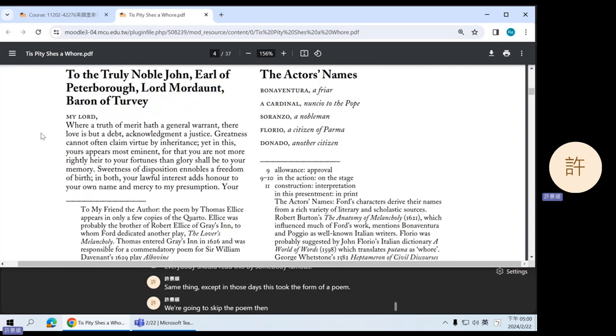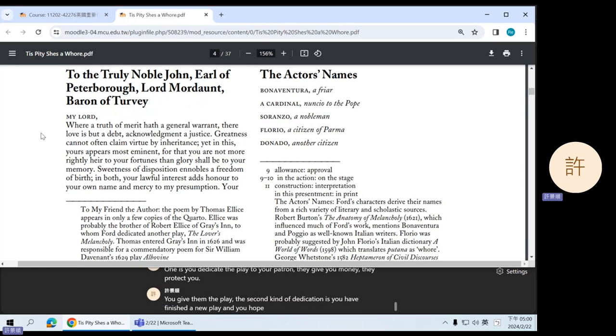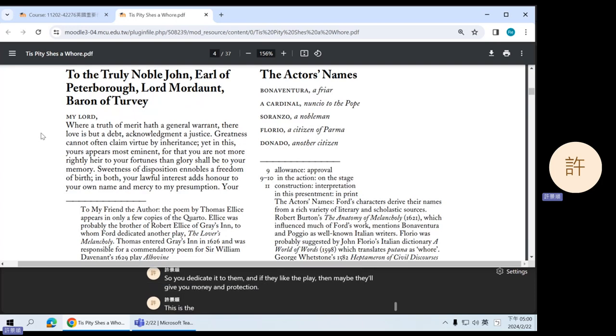Then you have a dedication. There are two kinds of dedications. One is you dedicate the play to your patron. They give you money, they protect you, you give them the play. The second kind of dedication is you have finished a new play and you hope that this person can become your patron. So you dedicate it to them, and if they like the play, then maybe they will give you money and protection. This is the second kind. John, Earl of Peterborough, Lord Mordaunt, Baron of Turvey, is not John Ford's patron. And it turns out, he decided not to become John Ford's patron. But, you know, Ford tried. He tried his best.